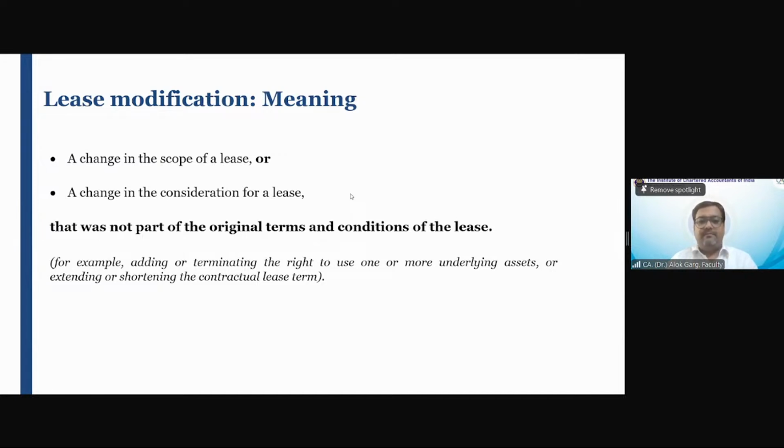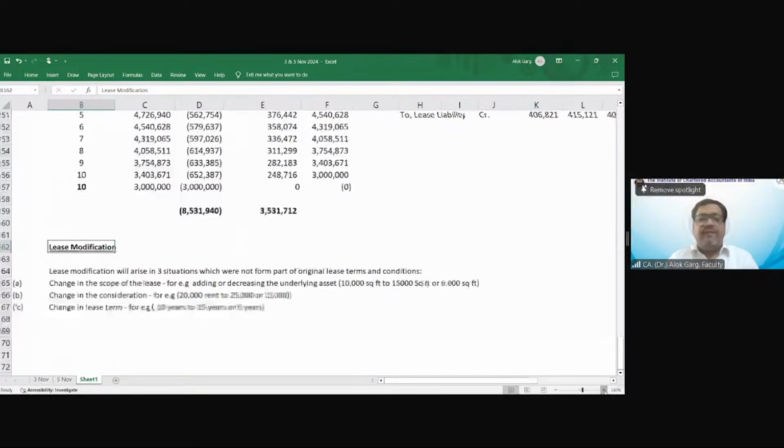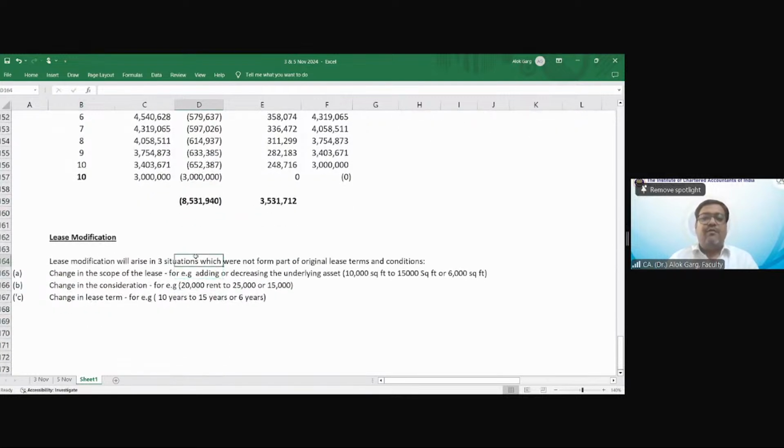Okay. I hope this Excel file is visible. Is the Excel file visible to all of you? No? Okay, so let me take you to the Excel file. Lease modification. Lease modification will arise in three situations, which were not formed part of the original terms and conditions. Very, very, very important concept, friends.